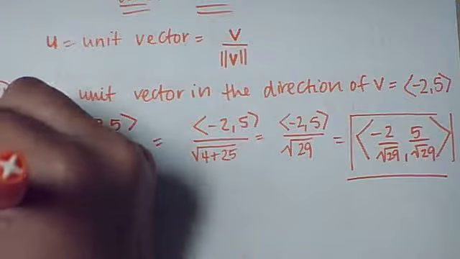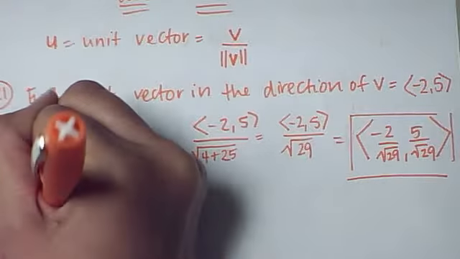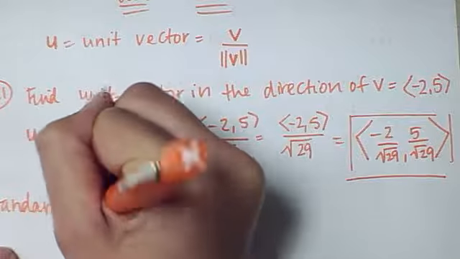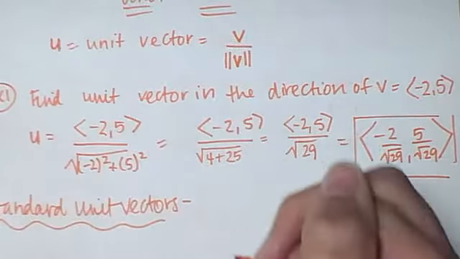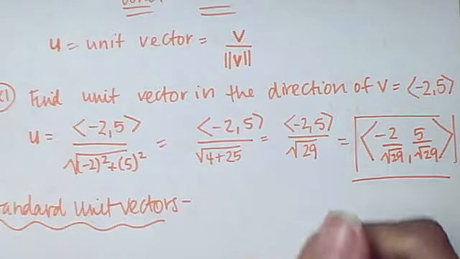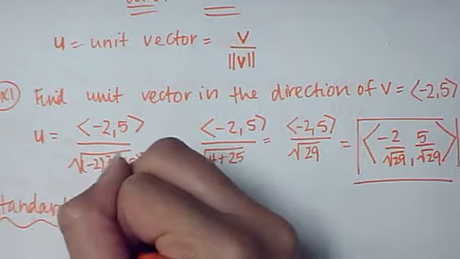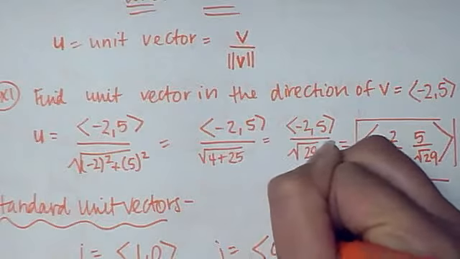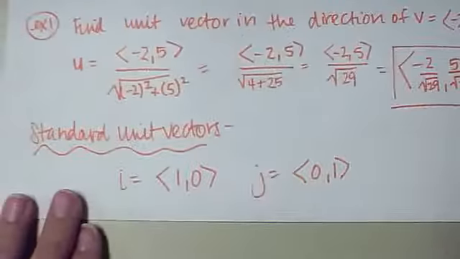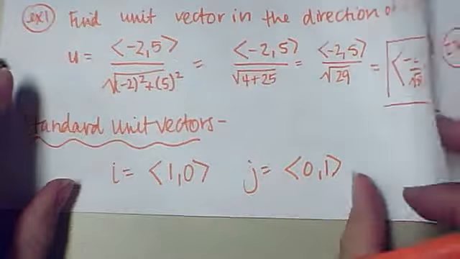Okay, standard unit vectors. The standard unit vectors are two specific ones that we're going to label i and j. i is equal to 1, 0, and j is equal to 0, 1. Now we can use these to simplify the way that we write some of our other vectors.